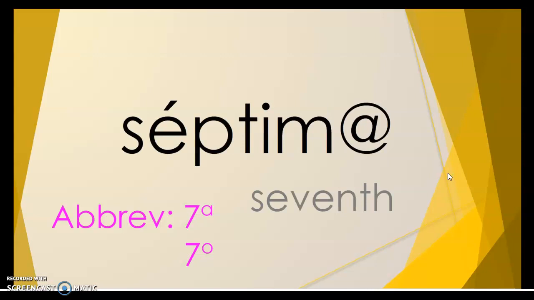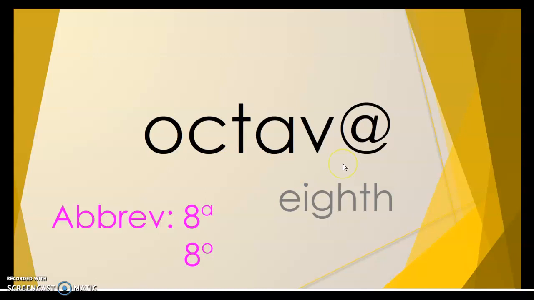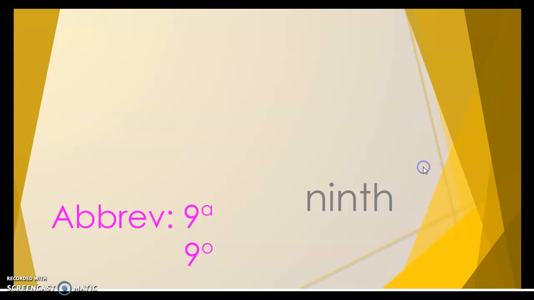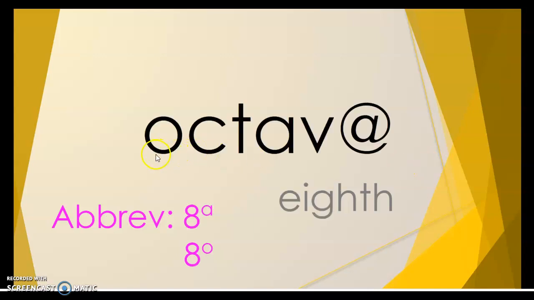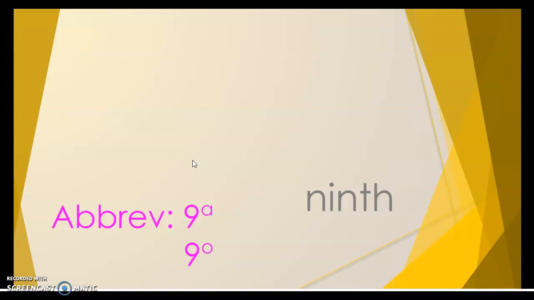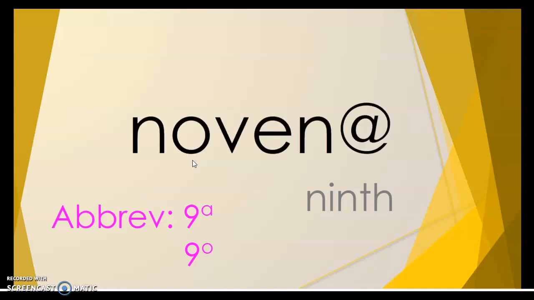Next one is seventh, séptimo. Notice that there's an accent on that E. Make sure that you include it. Séptimo, séptima. Notice that that's also where you put your emphasis, séptimo. And then here you have your abbreviations. Octavo, octava. That is how you say eighth. And one way to remember that, ocho, octavo. Next is ninth. Remember the number 9 is nueve. It has an N and a V in it, so that might help you remember this one. Ninth is noveno, novena. And there are the abbreviations.